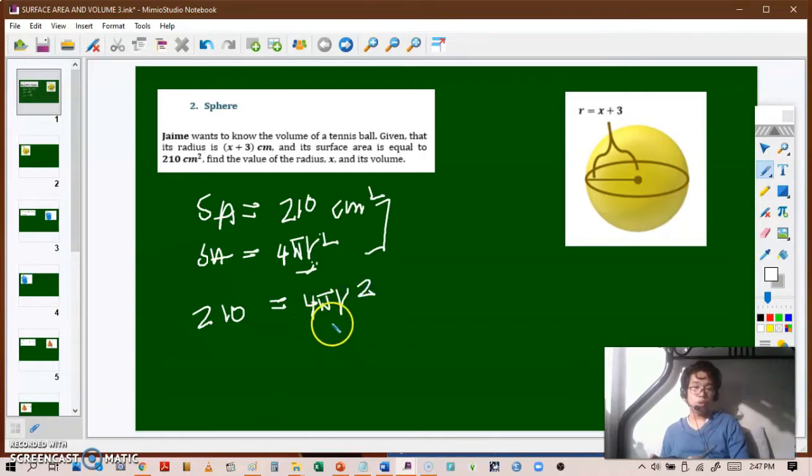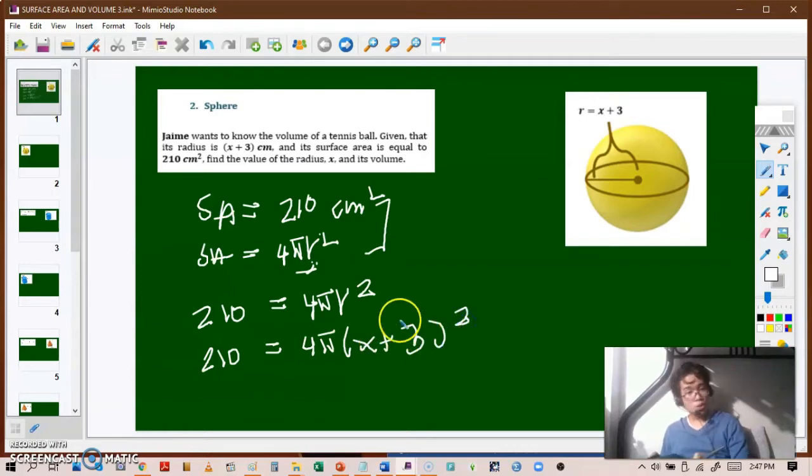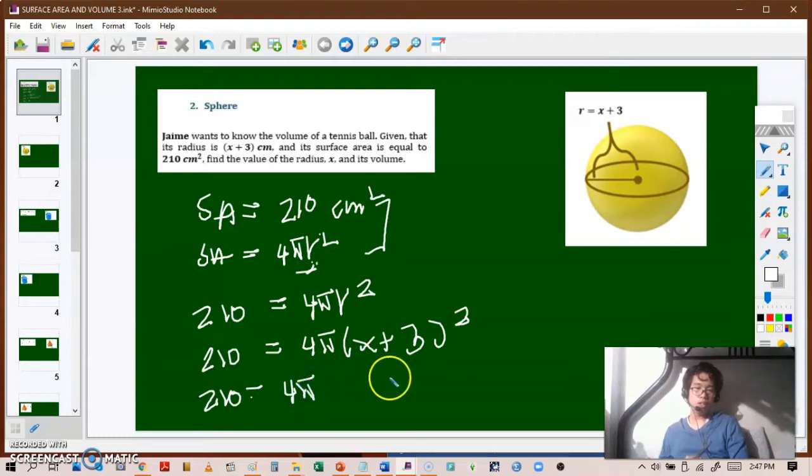Okay, so now that we have an equation, we can substitute the value of r. Now r is equal to x plus 3. So that's the complication. So that will be 4 pi times x plus 3 squared. But it's not so difficult to compute. This is very easy, this is just squaring a binomial. So 210 is equal to 4 pi, and the square of the quantity x plus 3 is x squared plus 6x plus 9.